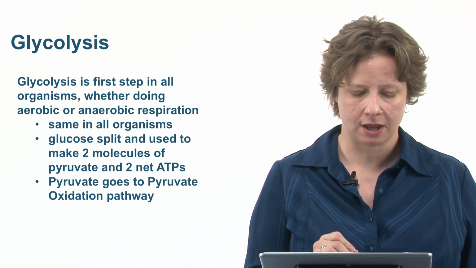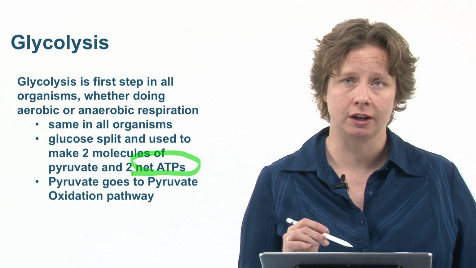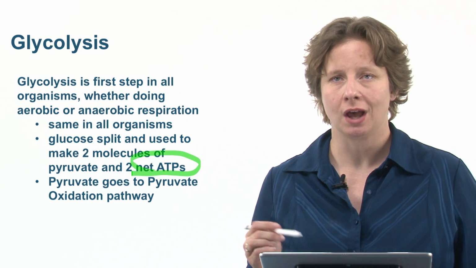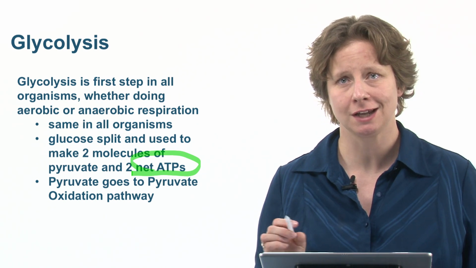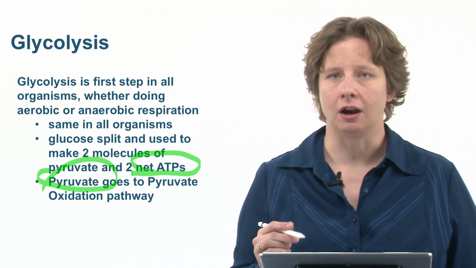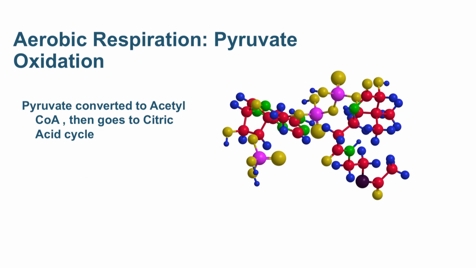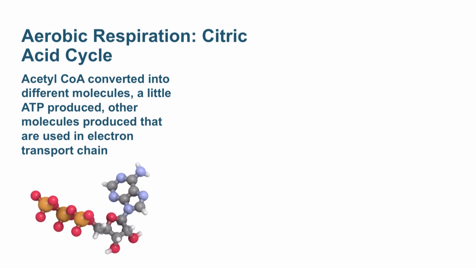And we use the term net because a little bit of ATP is used to get glycolysis started, and then you end up getting two net at the end, like your net paycheck after everybody else takes the taxes out of it. So pyruvate then goes to the pyruvate oxidation pathway. And the pyruvate oxidation pathway is pretty straightforward. Pyruvate is converted to acetyl-CoA, which is shown here. And acetyl-CoA then goes to the citric acid cycle.